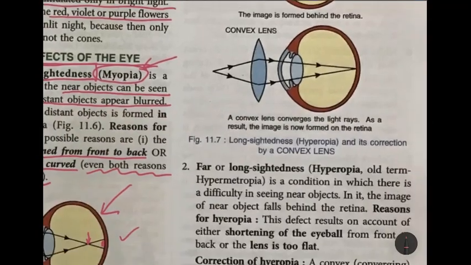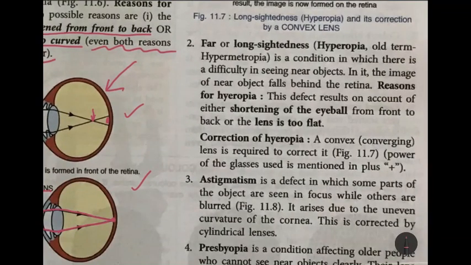Okay, now next defect is far or long-sightedness, which is also known as hyperopia. The old term was hypermetropia, but nowadays it is known as hyperopia. It is a condition where there is difficulty in seeing near objects. Okay, just the opposite. Long-sightedness means you can see distant objects and you do not see near objects.